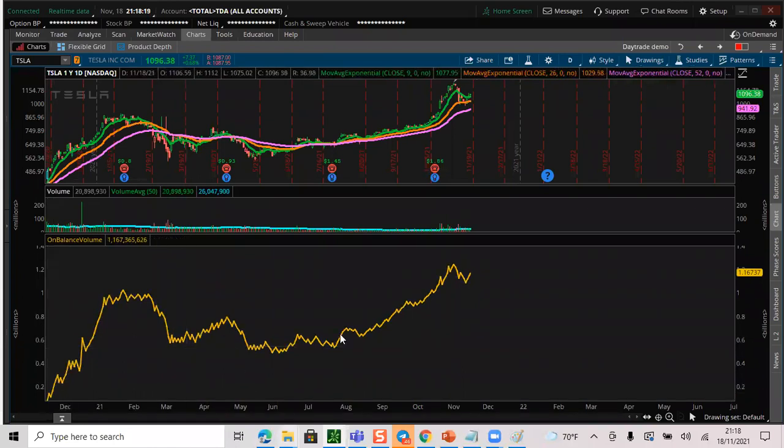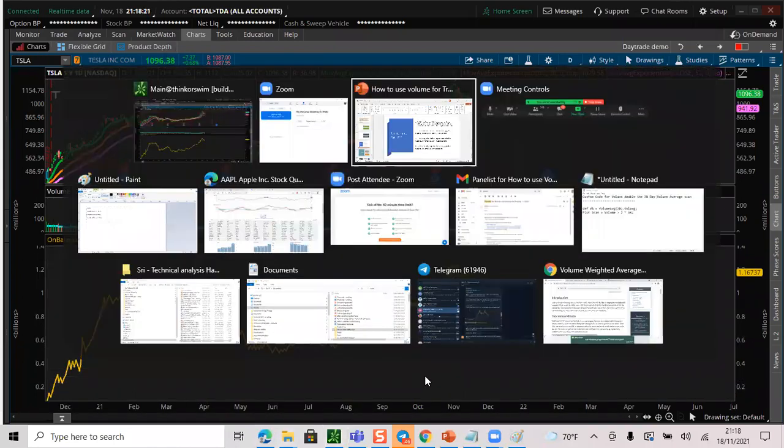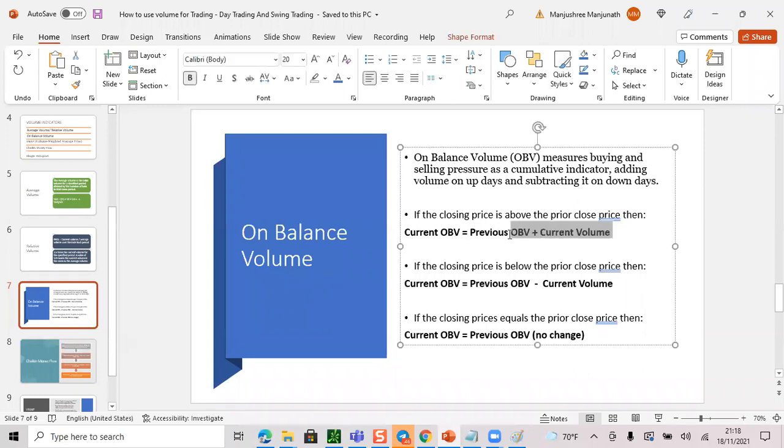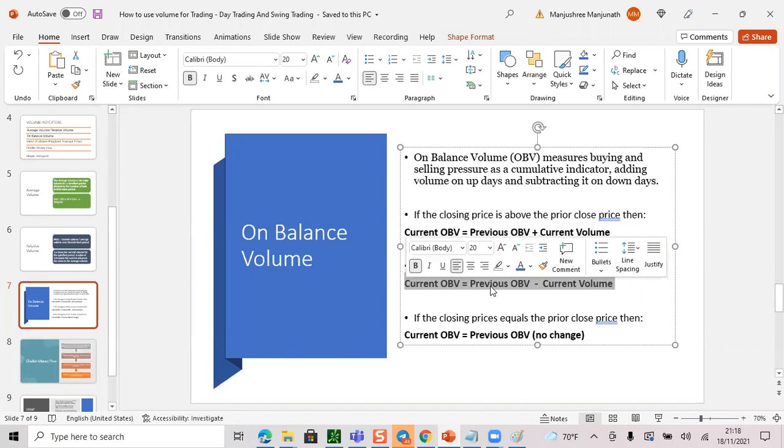If today's stock price is above the previous close price, then the current volume just gets added. If today's closing price went below yesterday's closing price, it just subtracts from the on balance volume. I'll explain a little more clearly.